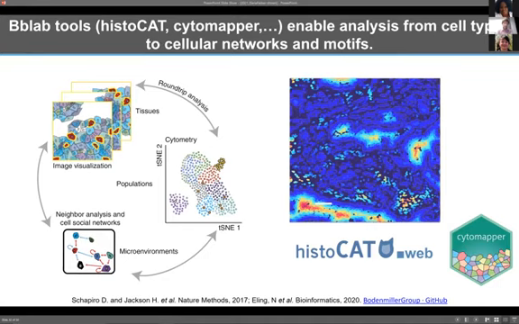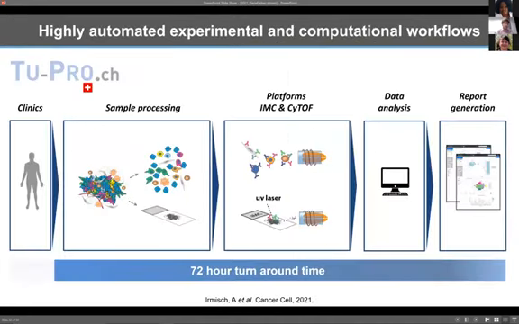Another important point that I want to make is that in Zurich, we are also part of an observational clinical study where we get the patient samples directly after the operation, and then we perform suspension mass cytometry and imaging mass cytometry, and the whole process from the sample processing to data generation to data analysis to generating a report that then goes back to the molecular tumor board. We have a turnaround time of 32 hours to achieve this. And this was only possible since most of the steps that you can see here are actually fully automated.